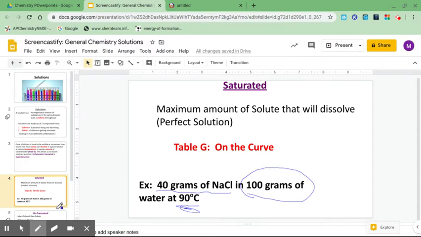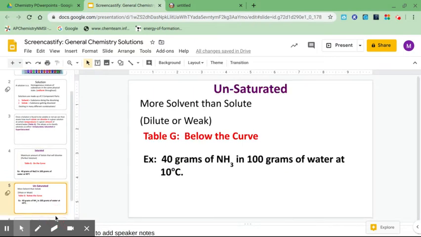If we take a look at the second set of problems, something could also be unsaturated. When something is unsaturated, that means that there's more solvent than solute. Now, for our analogy, that would be a dilute or weak solution. So if I go back to my iced tea mix, let's say the package calls for 4 scoops in a gallon of water. And as I'm making it, I only have 2 scoops.